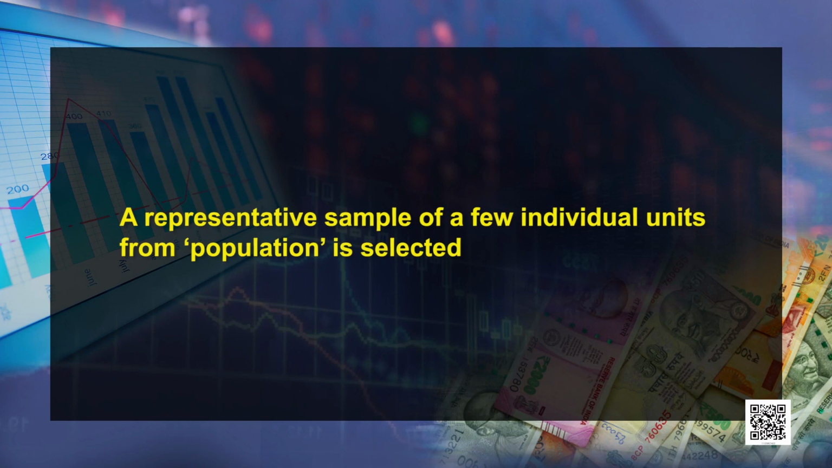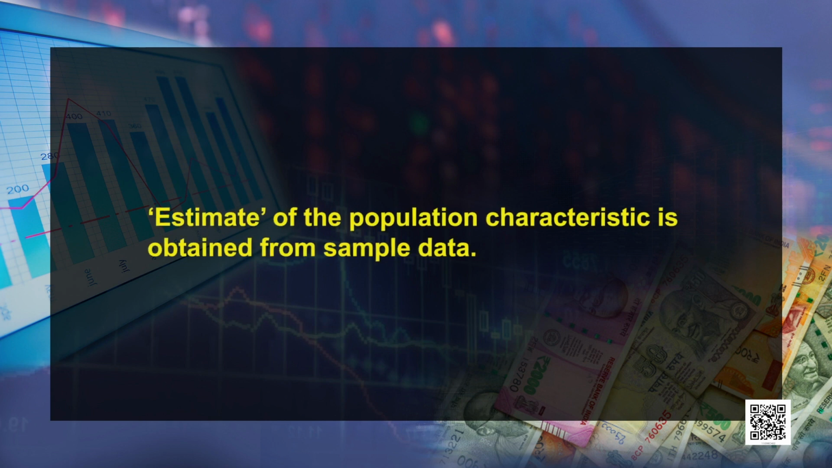Accordingly, we select a representative sample of a few individuals from the region and find out their income. The average income of the selected group of individuals is used as an estimate of the average income of the individuals in the whole region. In general, according to the sample method, we select a representative sample of a few individual units from the population and obtain the estimate of the population characteristics on the basis of the sample data.